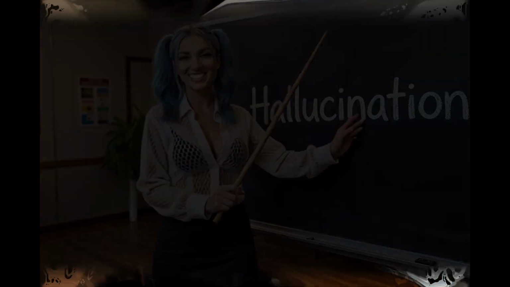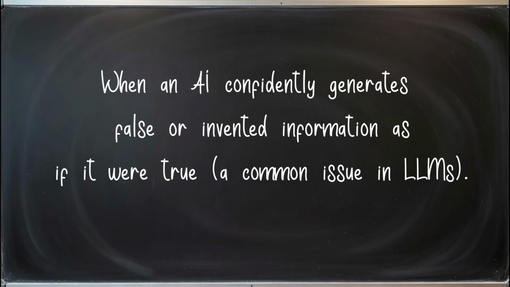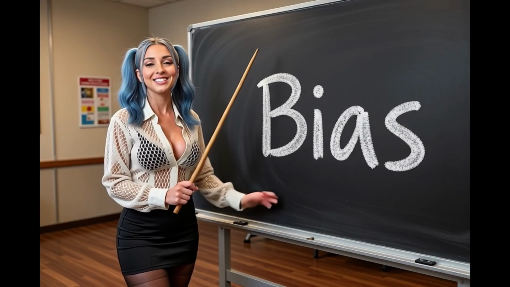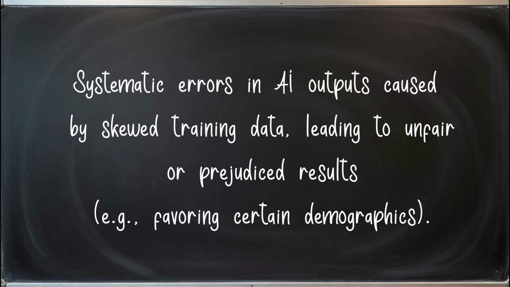Hallucination. When an AI confidently generates false or invented information as if it were true, a common issue in LLMs. Bias. Systematic errors in AI outputs caused by skewed training data, leading to unfair or prejudiced results, e.g., favoring certain demographics.